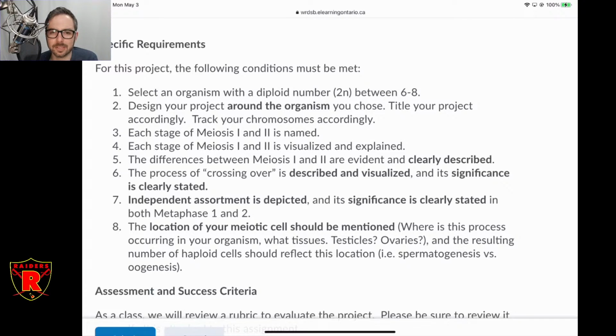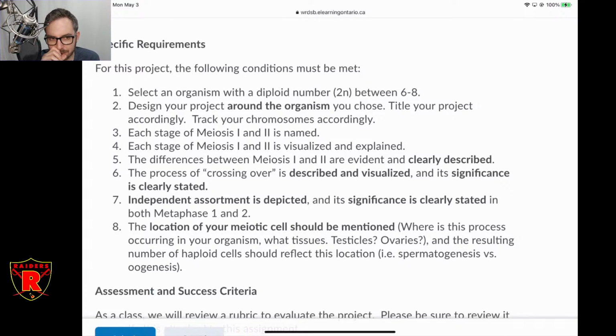The other part of this is that you're going to describe it in your organism, so you need to tell me, is this a male that you're showing me, or is it a female? And where is it actually happening in your organism? Is it happening in the testicles of the muntjac deer? Is it happening in the ovaries of the muntjac deer? I'm just using that as a random example, but that is a species. I believe they have 6 chromosomes. But anyway, you have to be specific. So you're showing me the process as it exists in that specific organism that you've chosen.